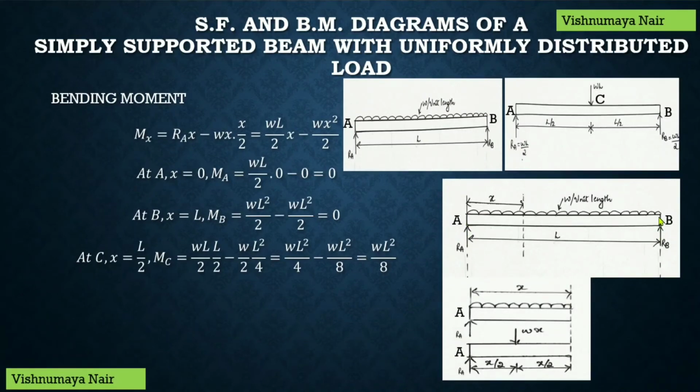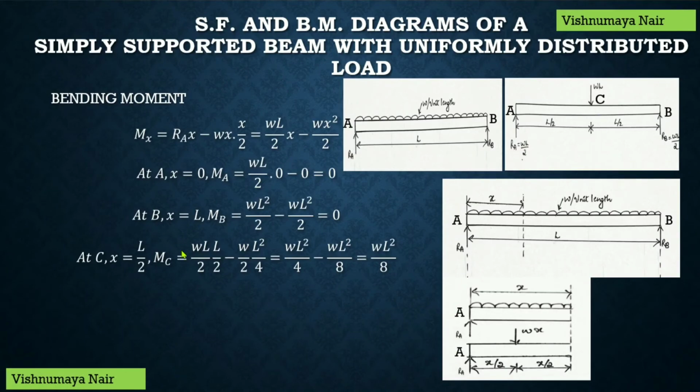Now, at this end B, x equal to L. So, bending moment MB will be equal to WL by 2 into L, that is WL square by 2, minus W by 2 into L square, that is WL square by 2, which is equal to 0. So, at the end B, bending moment is equal to 0. We already know that at both the ends of a simply supported beam, we have bending moment equal to 0.